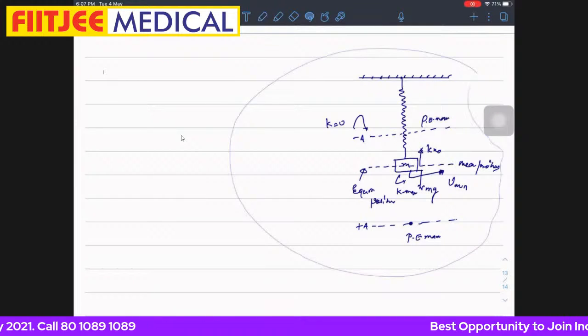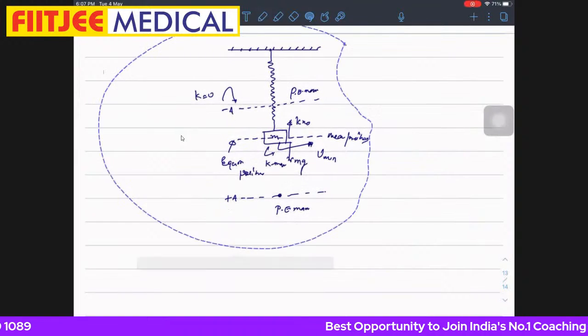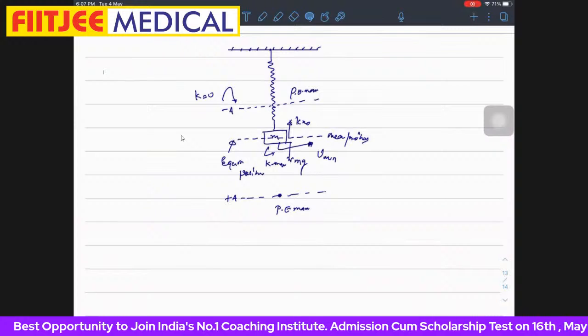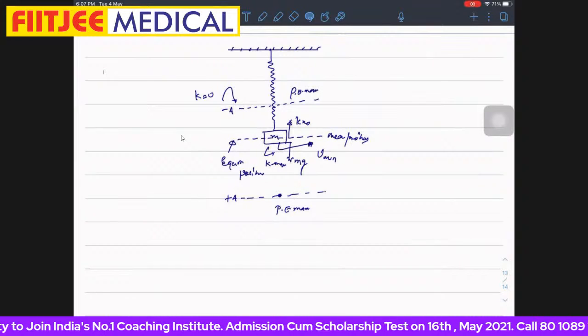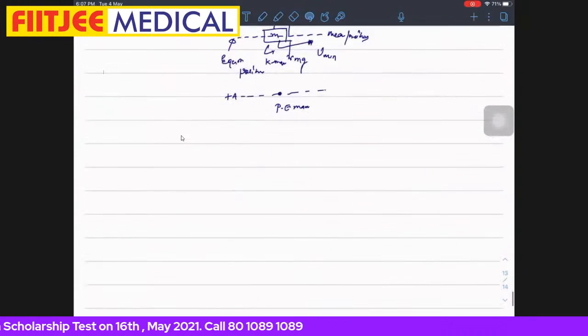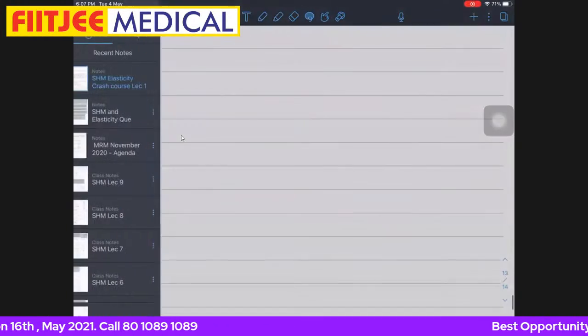So this is what I was trying to convey. At the mean position, potential energy is not necessarily zero, it should be minimum. But at the extreme position, kinetic energy is necessarily zero, because the body will not move away, otherwise it won't be the extreme position. So let's do a few problems based on this.